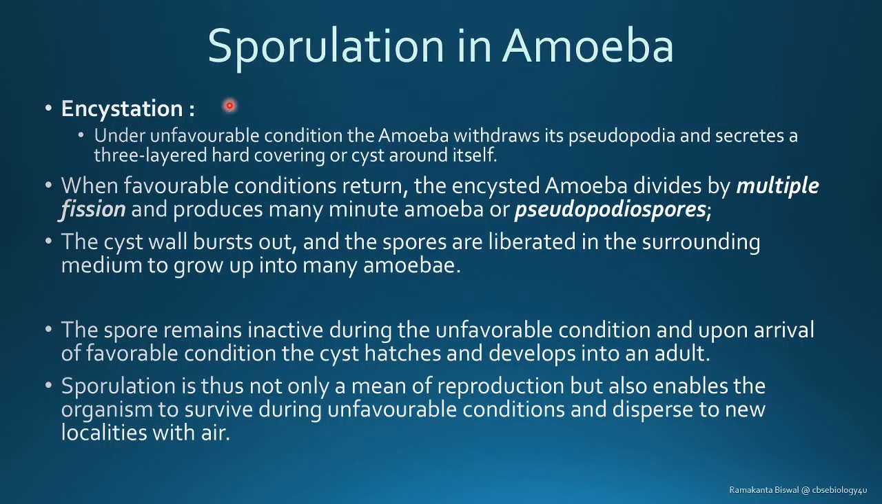Now as I said, just a recap of that, what is encystation? Under unfavorable condition, the amoeba withdraws its pseudopodia and secretes a 3-layered hard covering or cyst wall around itself. That is called encystation. When the favorable condition returns, this encysted amoeba divides by multiple fission and produces many minute amoeba or pseudopodiospores. Okay, just what we discussed.